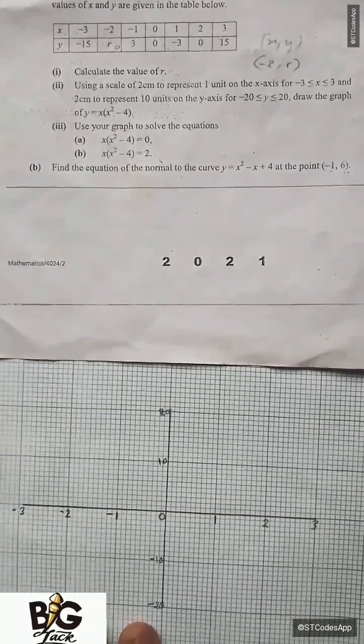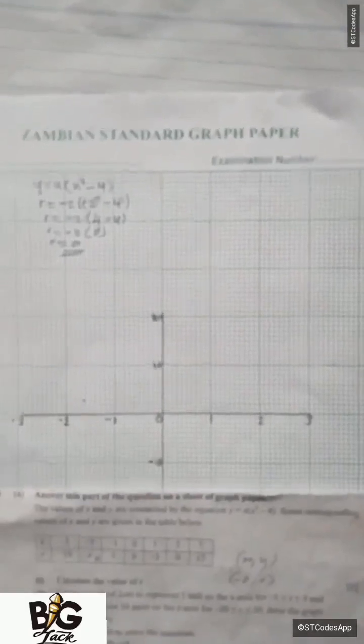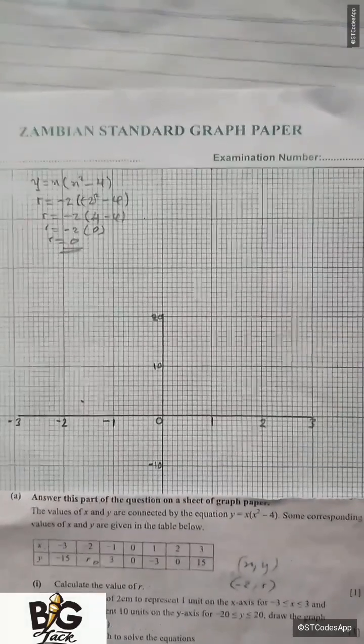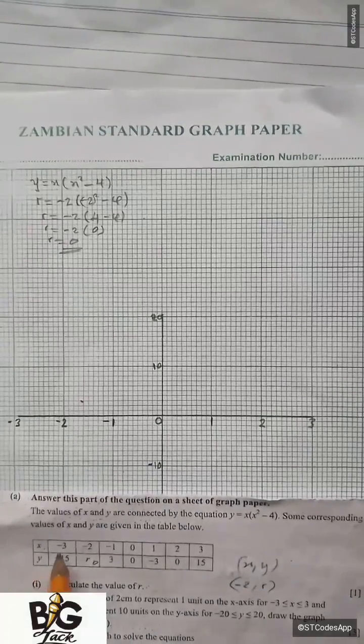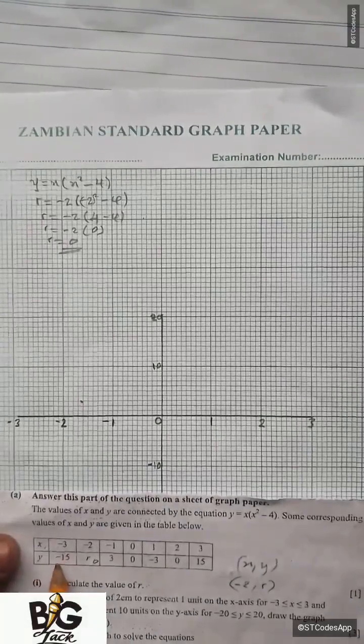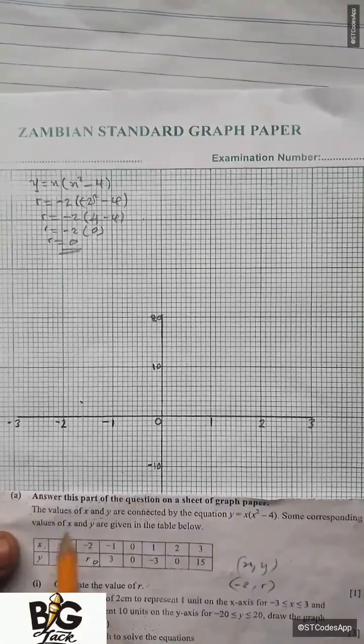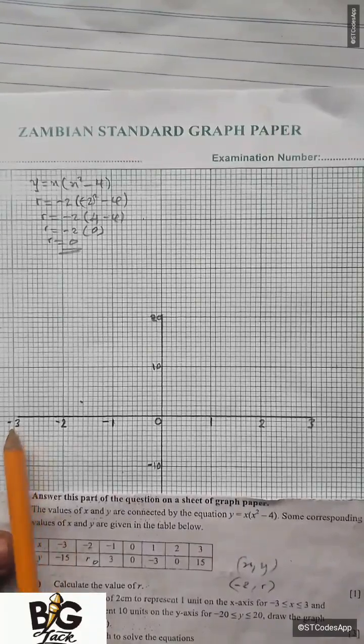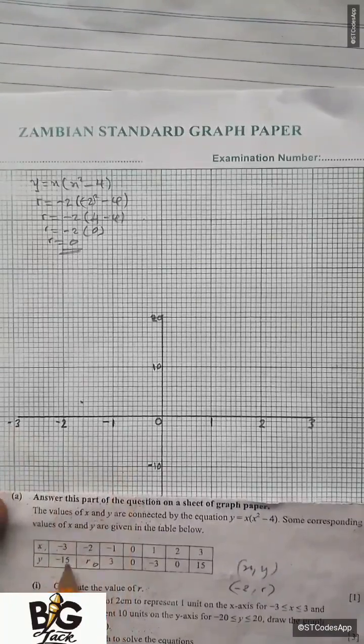So once I draw the range on the y-axis and also on the x-axis, it is going to look like this. Now let's make a curve, or let's come up with a curve. Let me start with this one. So we have the first one: negative 3, negative 15. Negative 3 is the value of x, and negative 15 is the value of y.